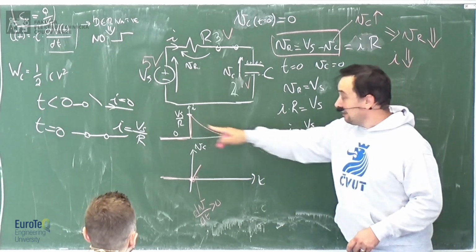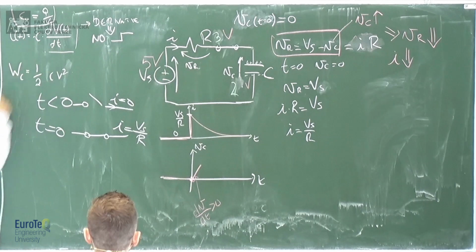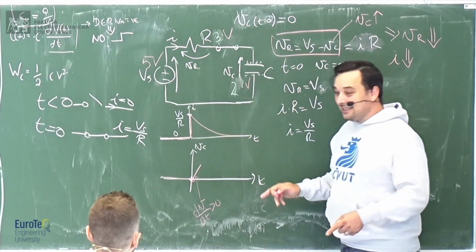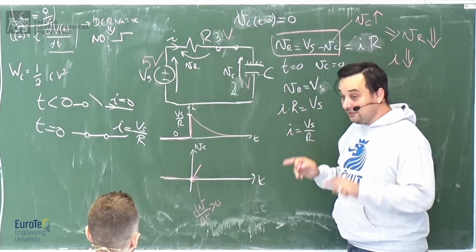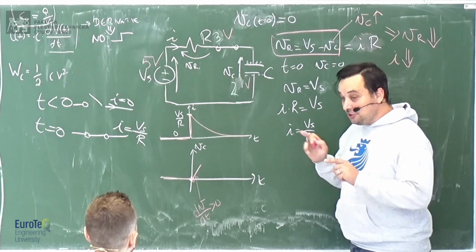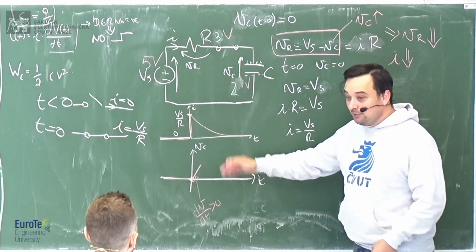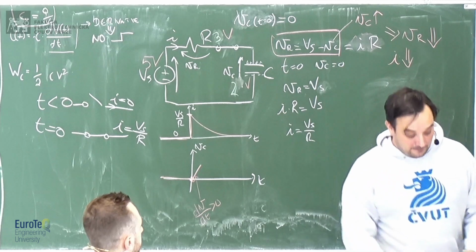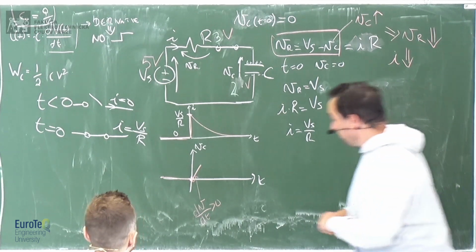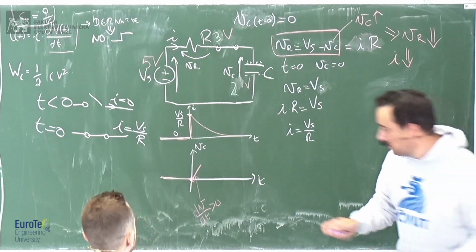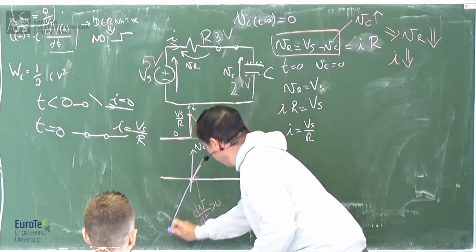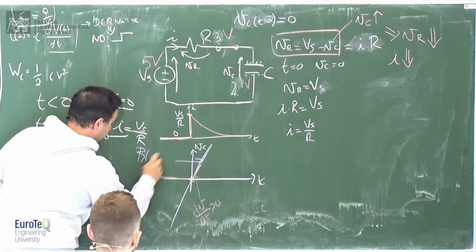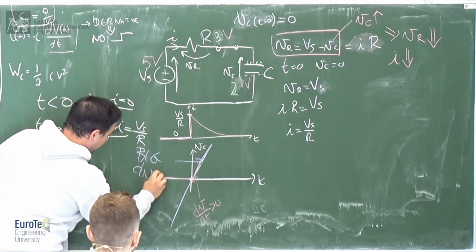But remember, the current is the derivative of the voltage. So if the current goes down, it means that the derivative of the voltage goes down. Which means that the voltage will continue to increase, but with a lower derivative. The slope is the derivative, and it will change. So here you have a bigger derivative of voltage.